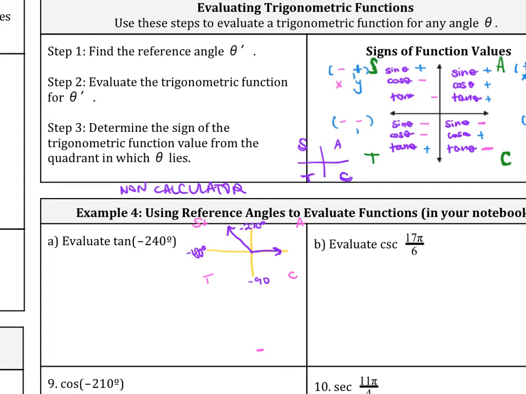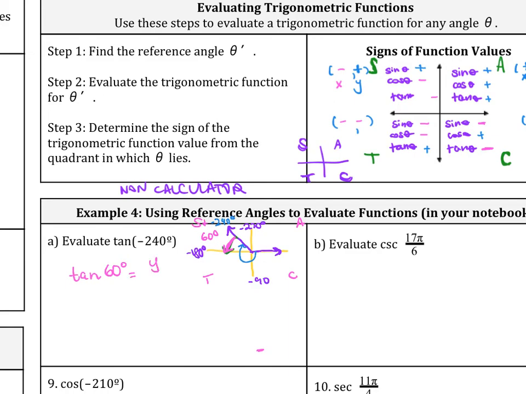Okay, so that's number 1. This is negative 240 degrees. Now we need to find the reference angle. Our reference angle is always toward the x-axis. So how far is this negative 240 from the 180 degrees? You just take 240 and 180. It takes 60 degrees to get there. So that is our reference angle, 60 degrees. So we're looking at tangent of 60 degrees.